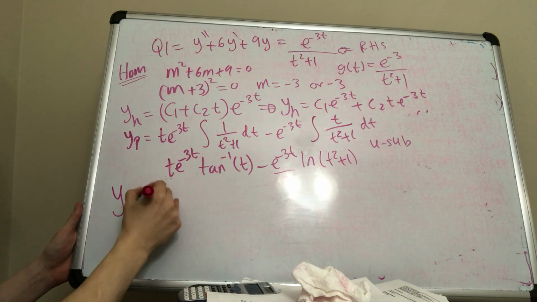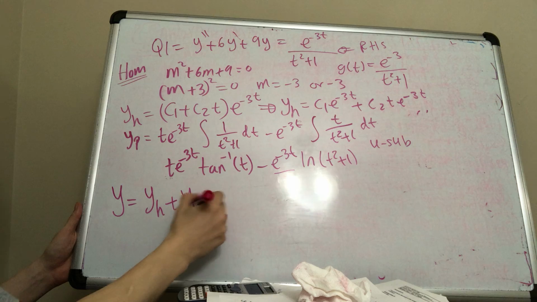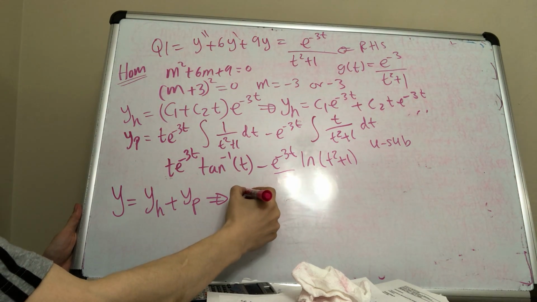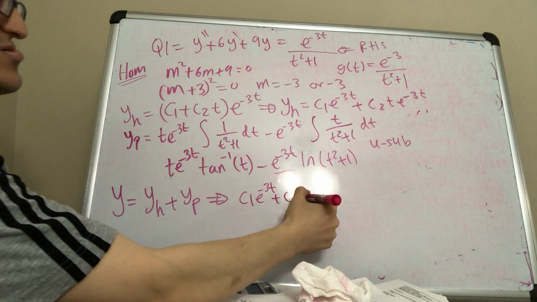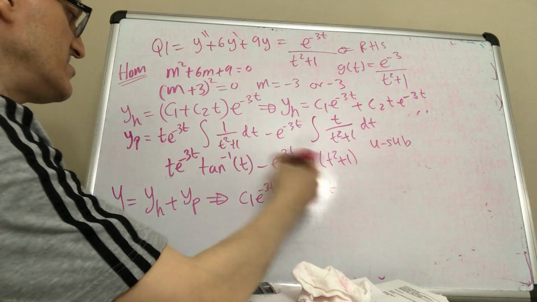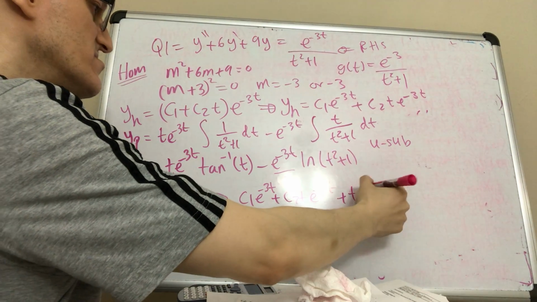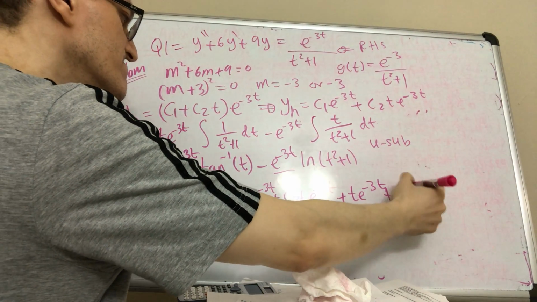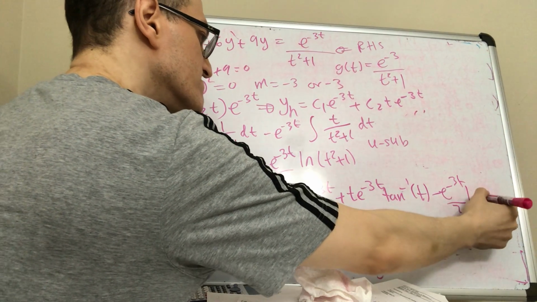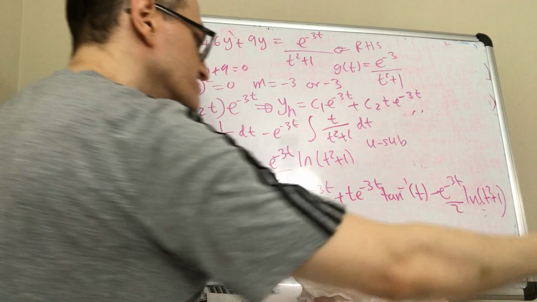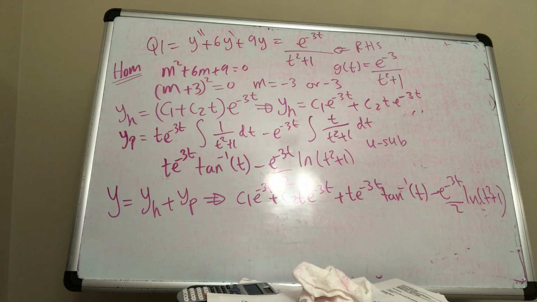So for your final answer, you always take the homogeneous plus the particular solution. So it would be C1 e to the minus 3t, C2 t e to the minus 3t, plus the two solutions. So this is the answer for question number 1 using the new concept of Wilkinson.